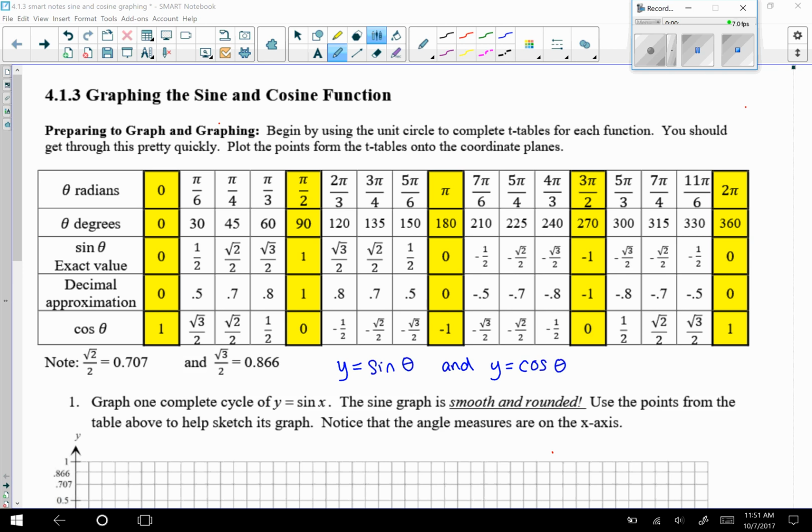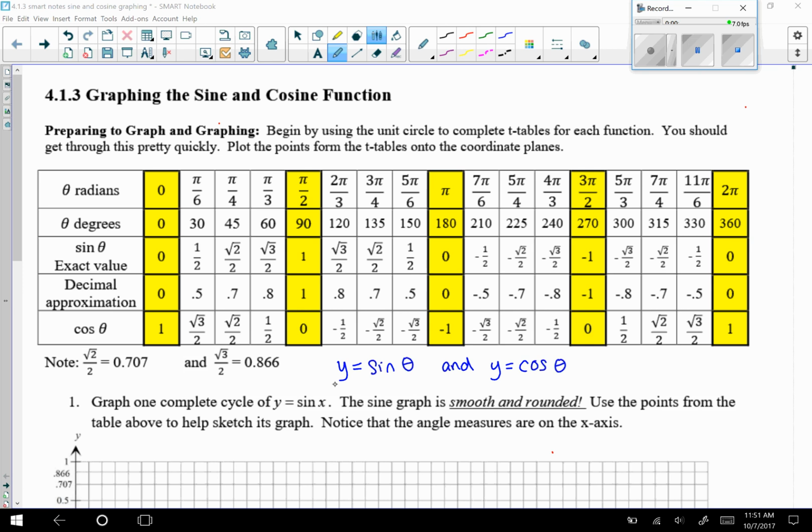4.1.3, graphing the sine and cosine function. Recall that we learned the unit circle, and we did graph these last year, so this should be reviewed, but remember that we can graph using radians and degrees. This year we're going to always use our radian measures, and this is part of our unit circle that I have in this table right here.